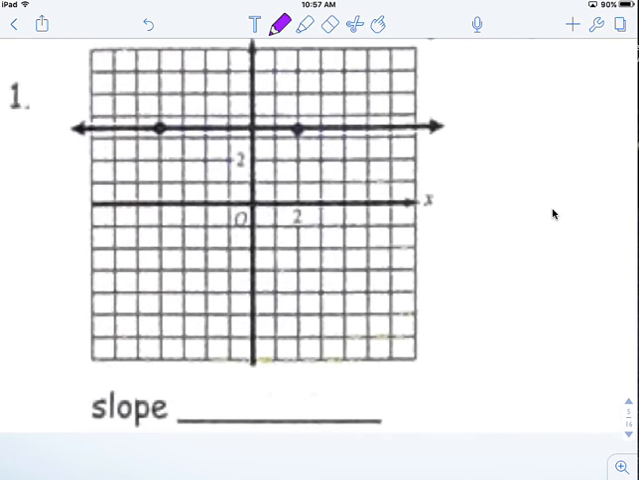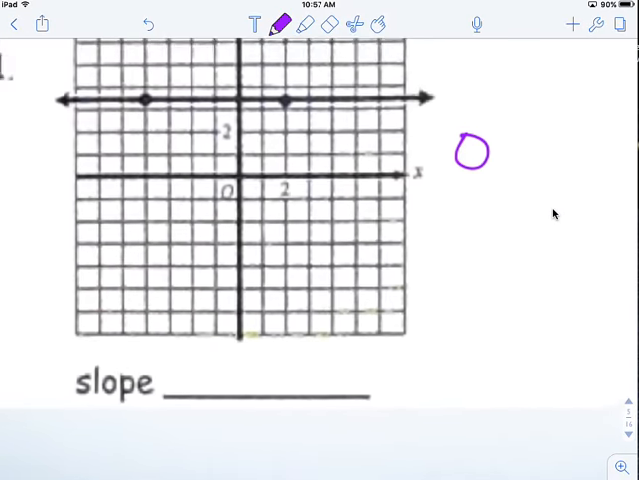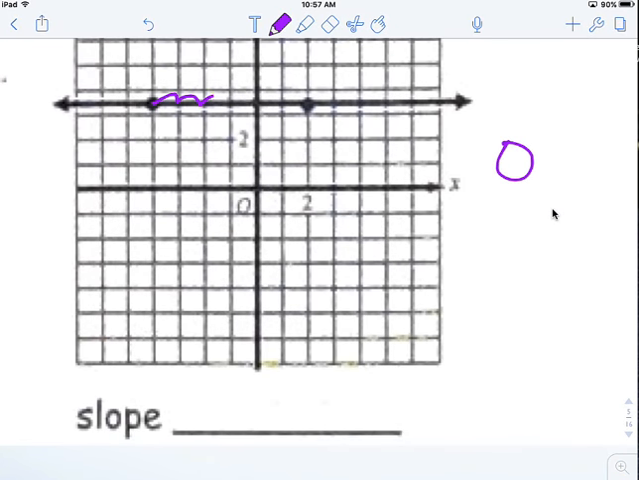Looking at our next problem, we have a horizontal line here. If you look, we're not rising at all. Our rise is 0. We're running over 1, 2, 3, 4, 5, 6. Well, 0 divided by 6 is just 0. Anytime you have a horizontal line, your slope is 0.